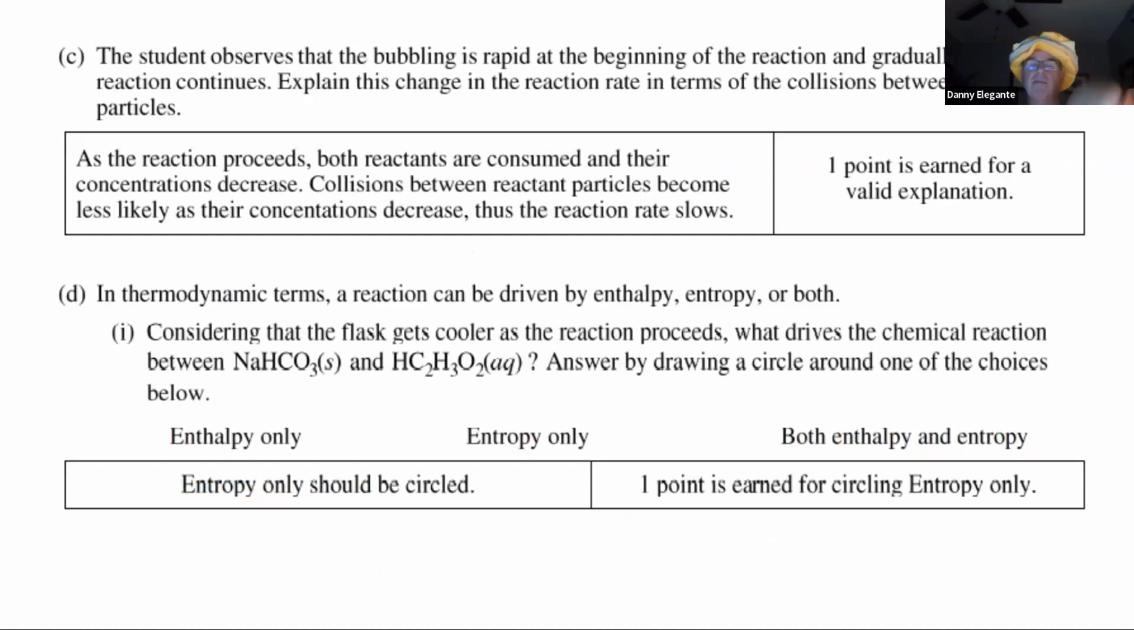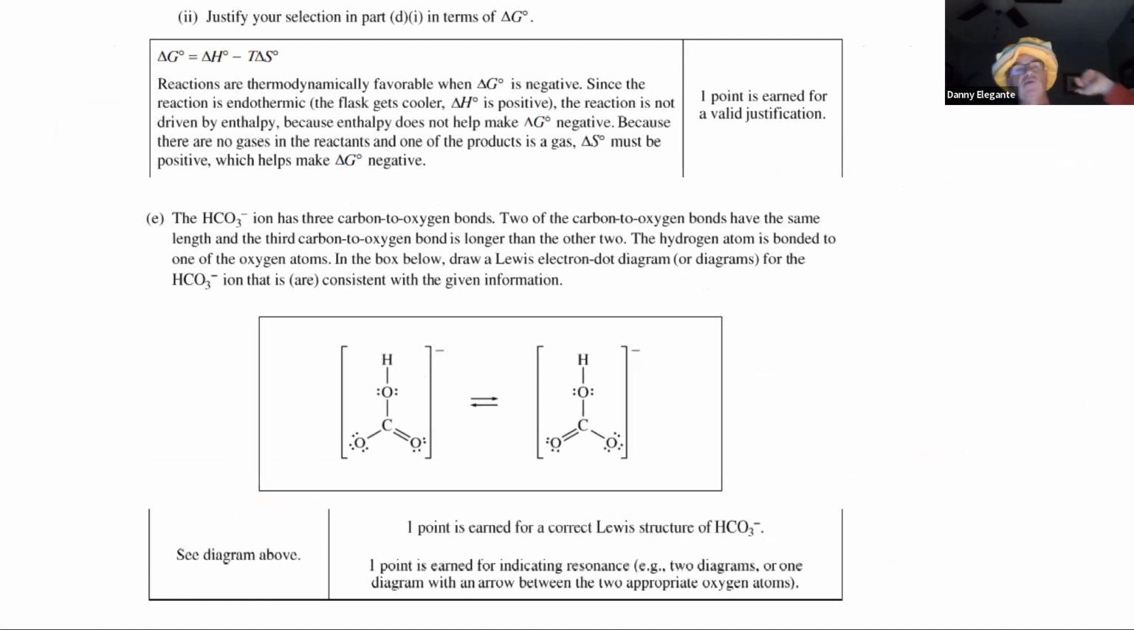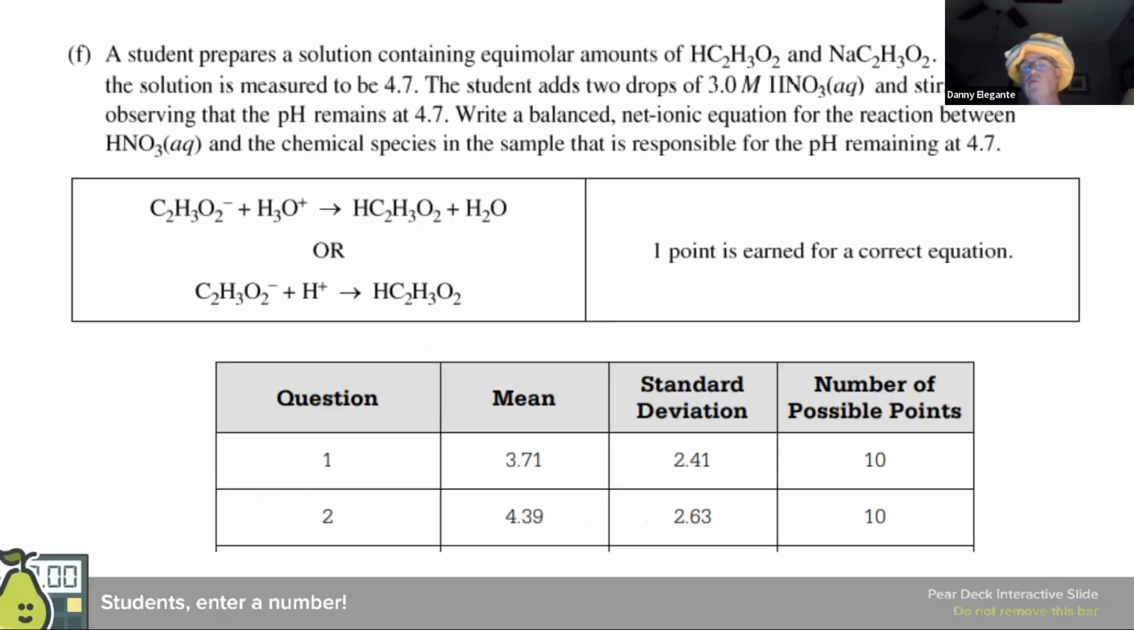You could pick it up on kinetics. You could pick it up by circling entropy. You can pick it up in the justification. You can pick up 2 if you're good at Lewis structures, and you could pick up 1 for writing a net ionic. Y'all, if you can't beat the mean here, there's just something wrong with you, right? So I thought this was a good long one from 2016.